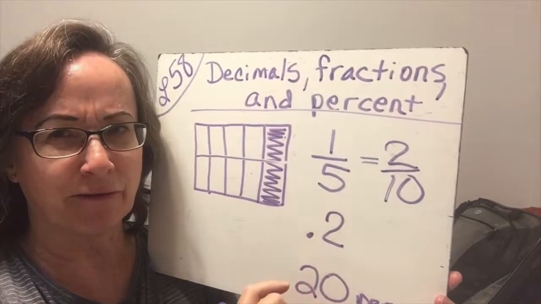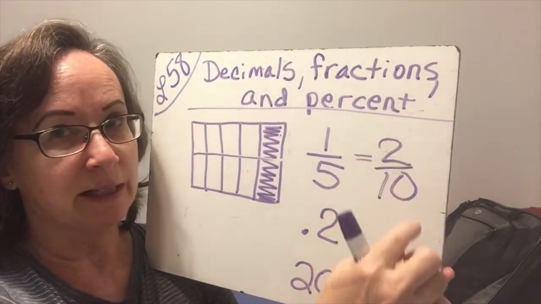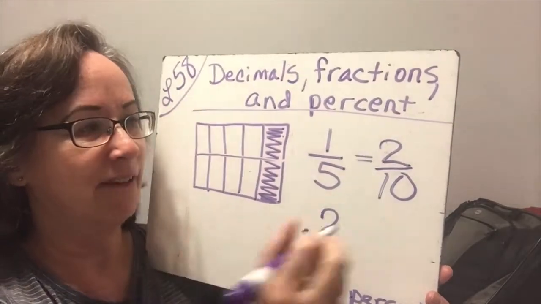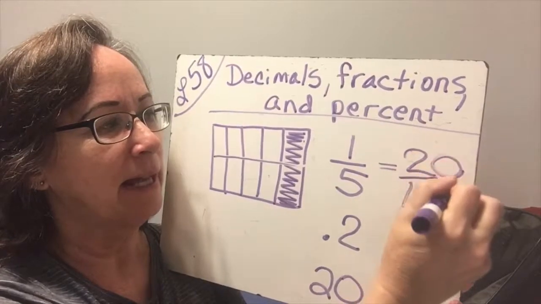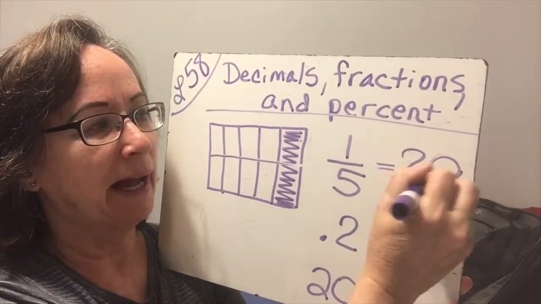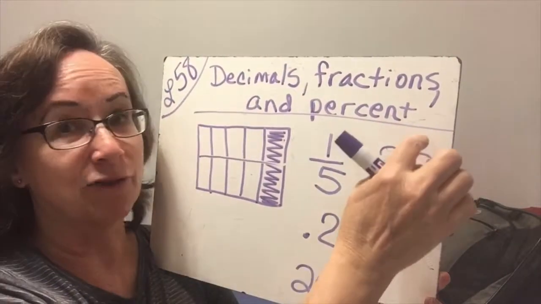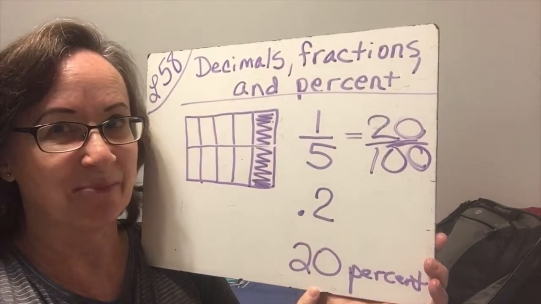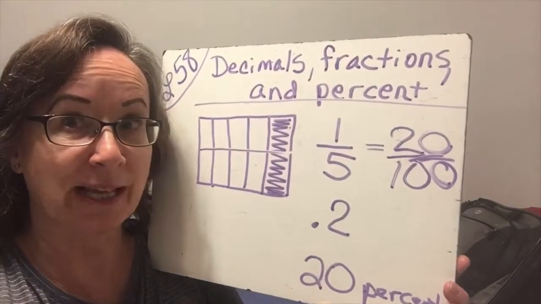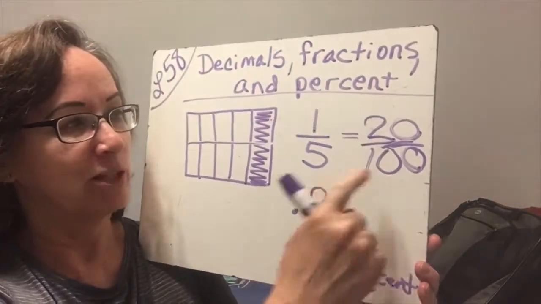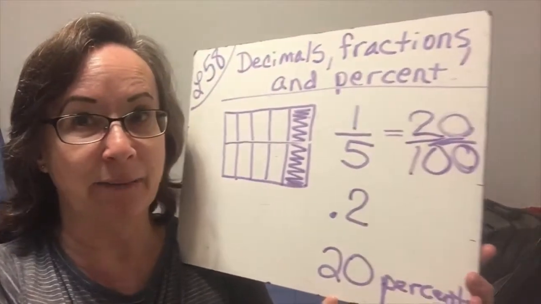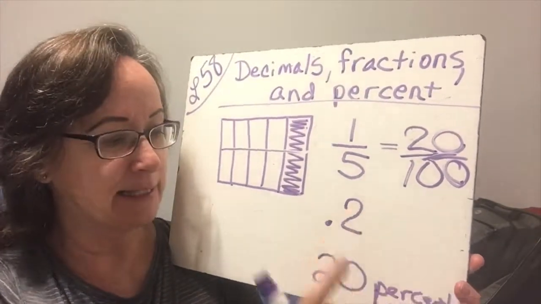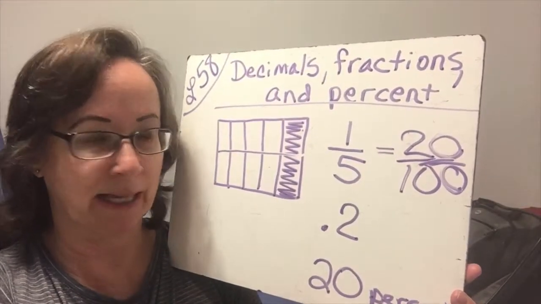But let's do it with fractions. Okay, we have 2/10, which we already decided was the same as 1/5. What if I just multiplied the top and the bottom by 100, and now I have 20 parts out of 100, which is 20%. Because remember, percent means parts out of 100. So 20 over 100 is the same as 20%, and 0.2 is the same as 20%.